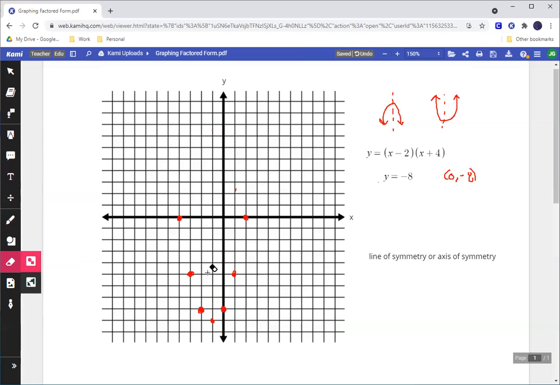So using a combination of mirroring, knowing the intercept and the axis of symmetry and the vertex, we can effectively graph factored form functions without having to graph point by point.